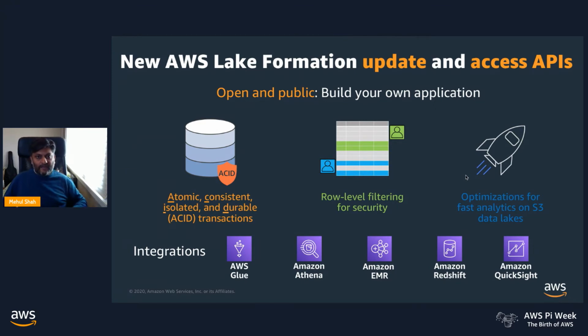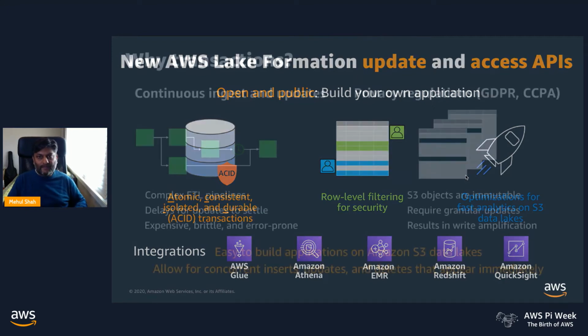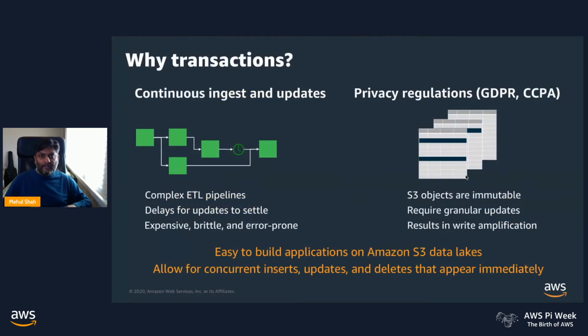These APIs support atomic, consistent, isolated, and durable, or ACID, transactions. They support row-level filtering for fine-grained security. And they support a number of optimizations for organizing the data on S3 to make analytics fast. So I'm going to go through each one of these features briefly, motivate why we need them, and then give you an example of how people are using them.